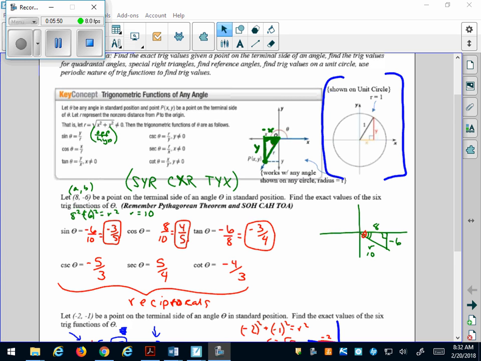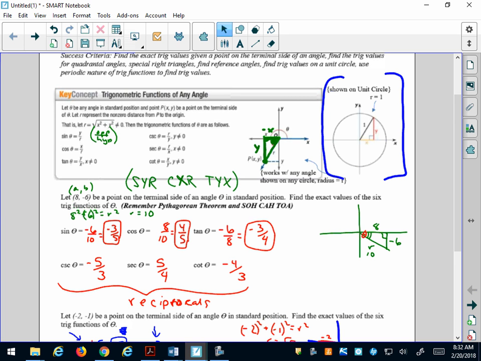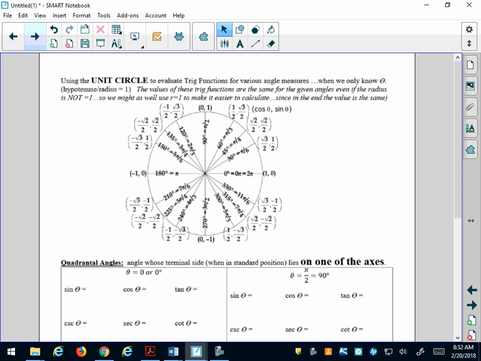And there's the unit circle for you. I know it's small, but you just created it largely, so you have that one as well. But there's the unit circle for you to refer to. All right.